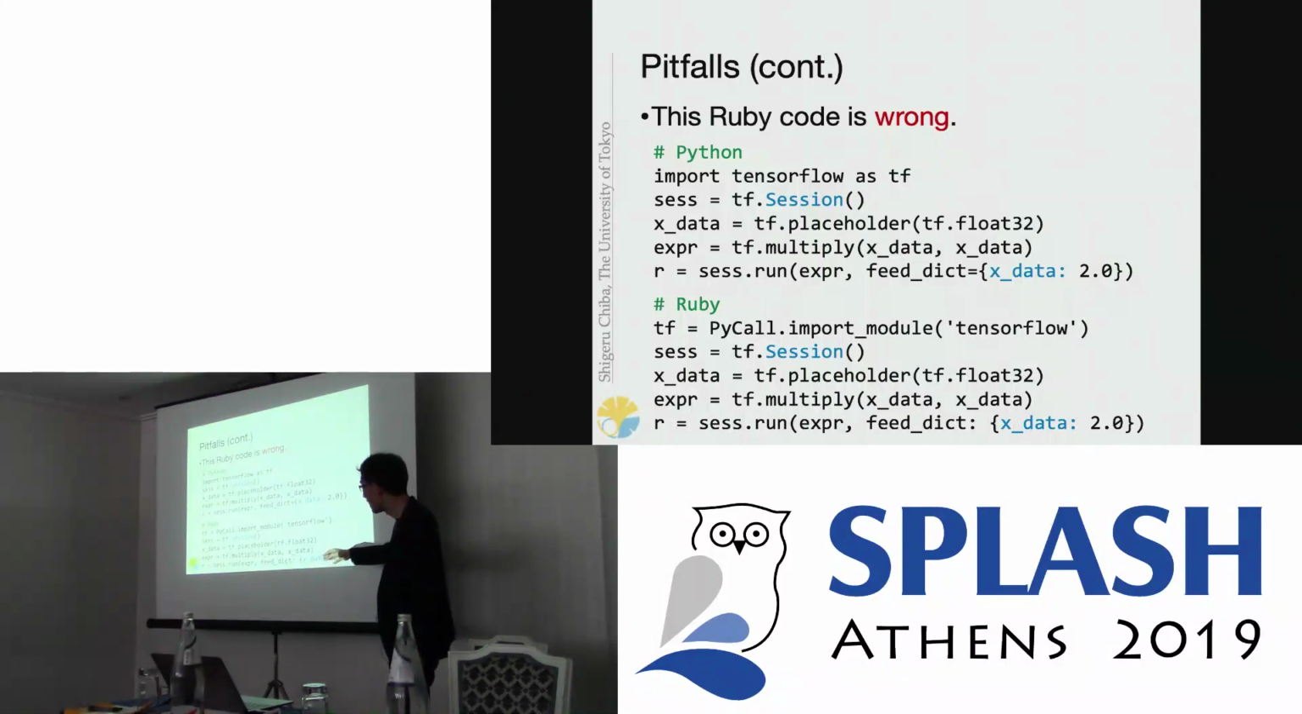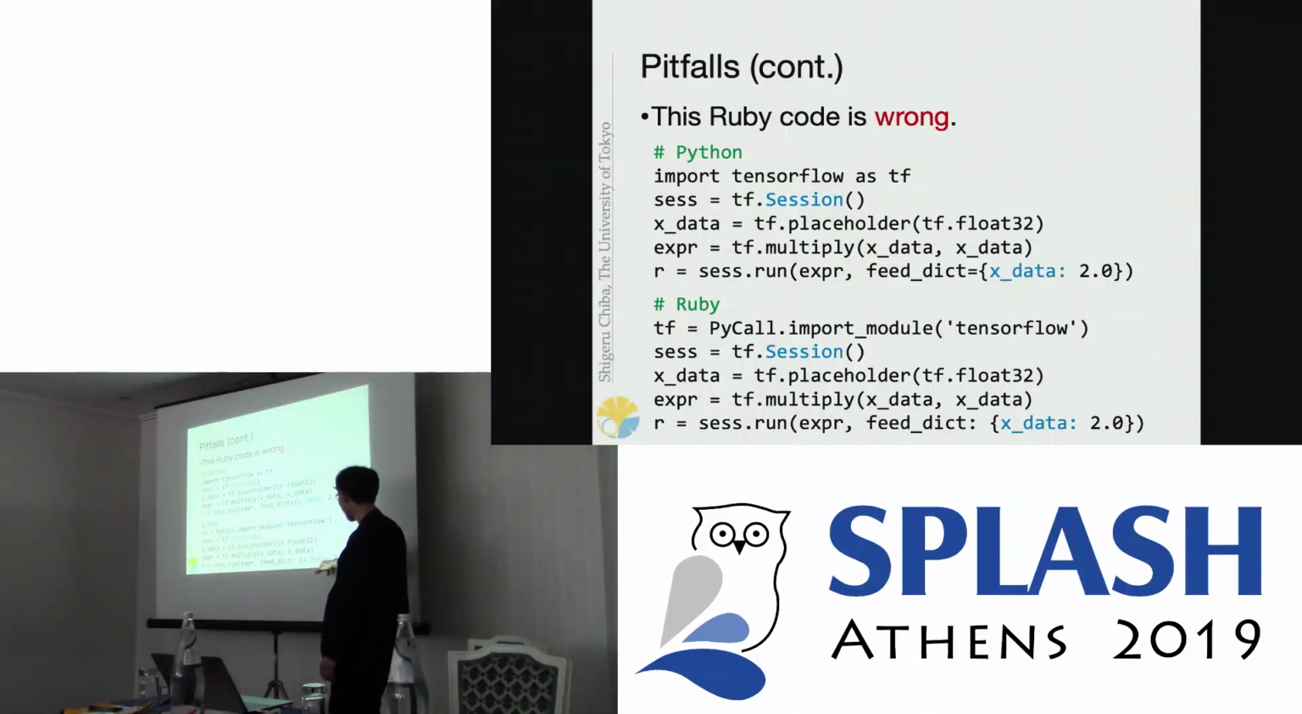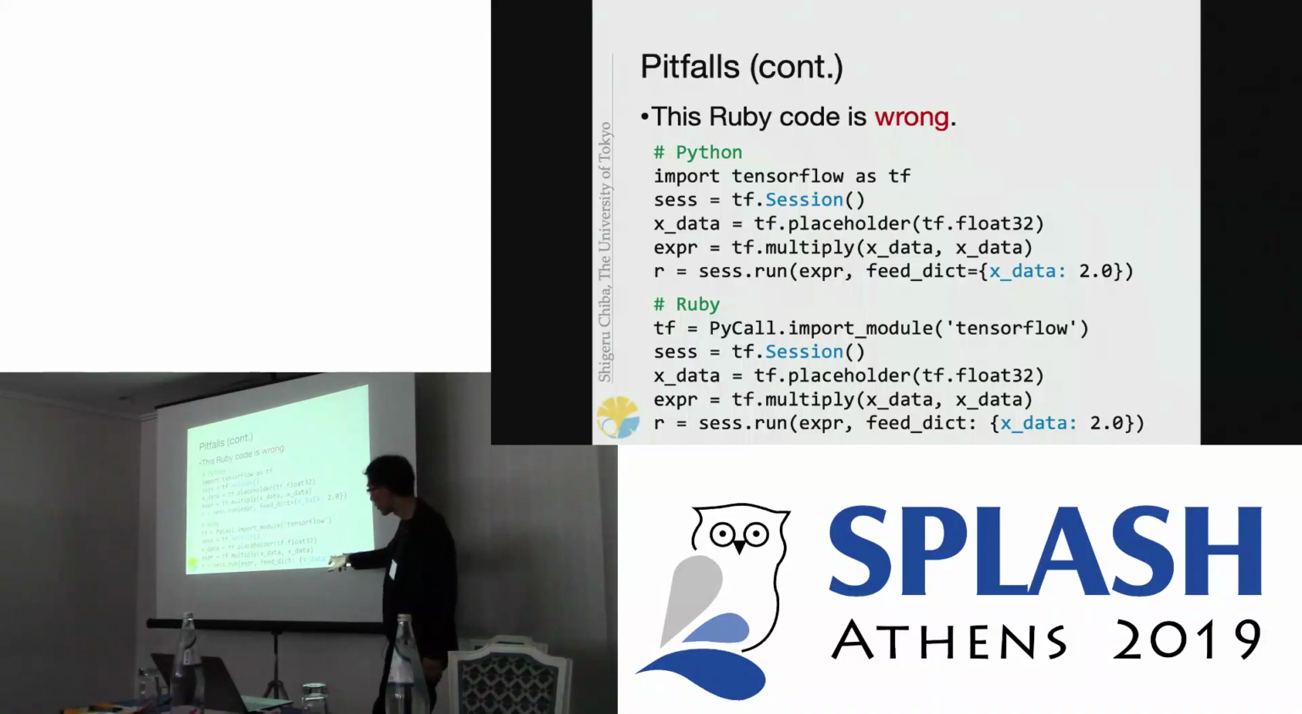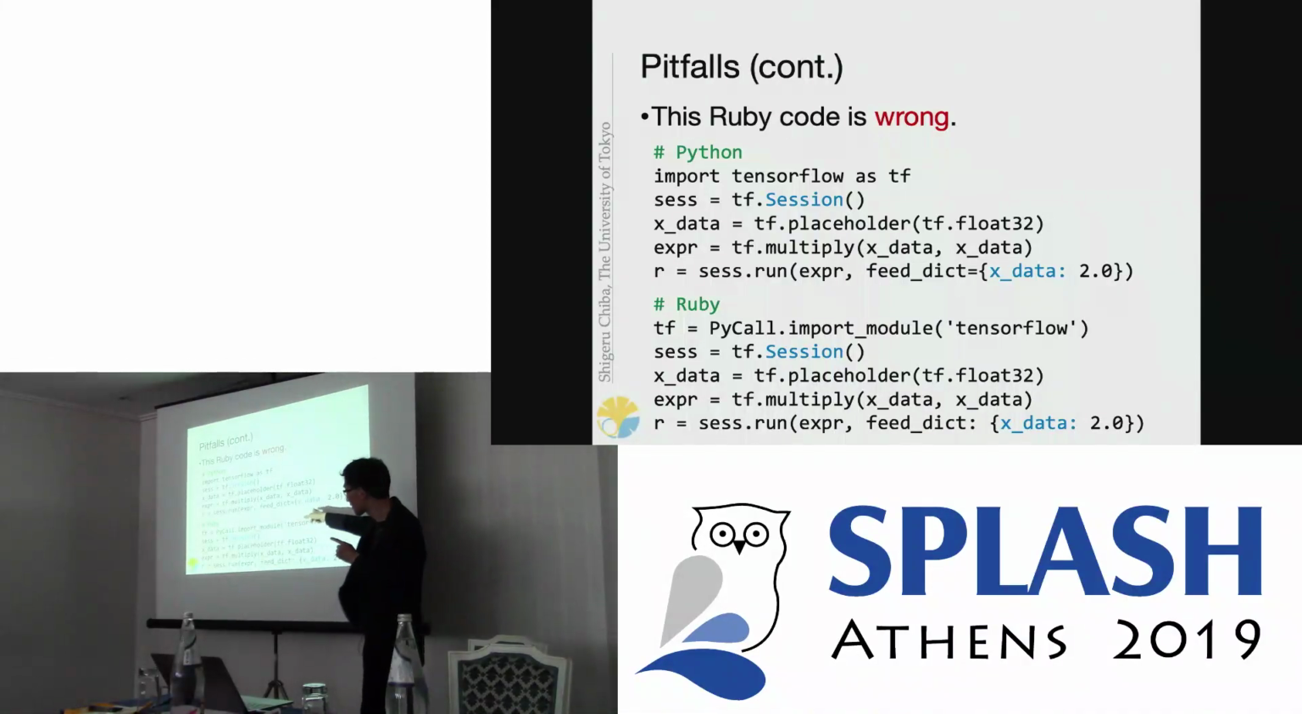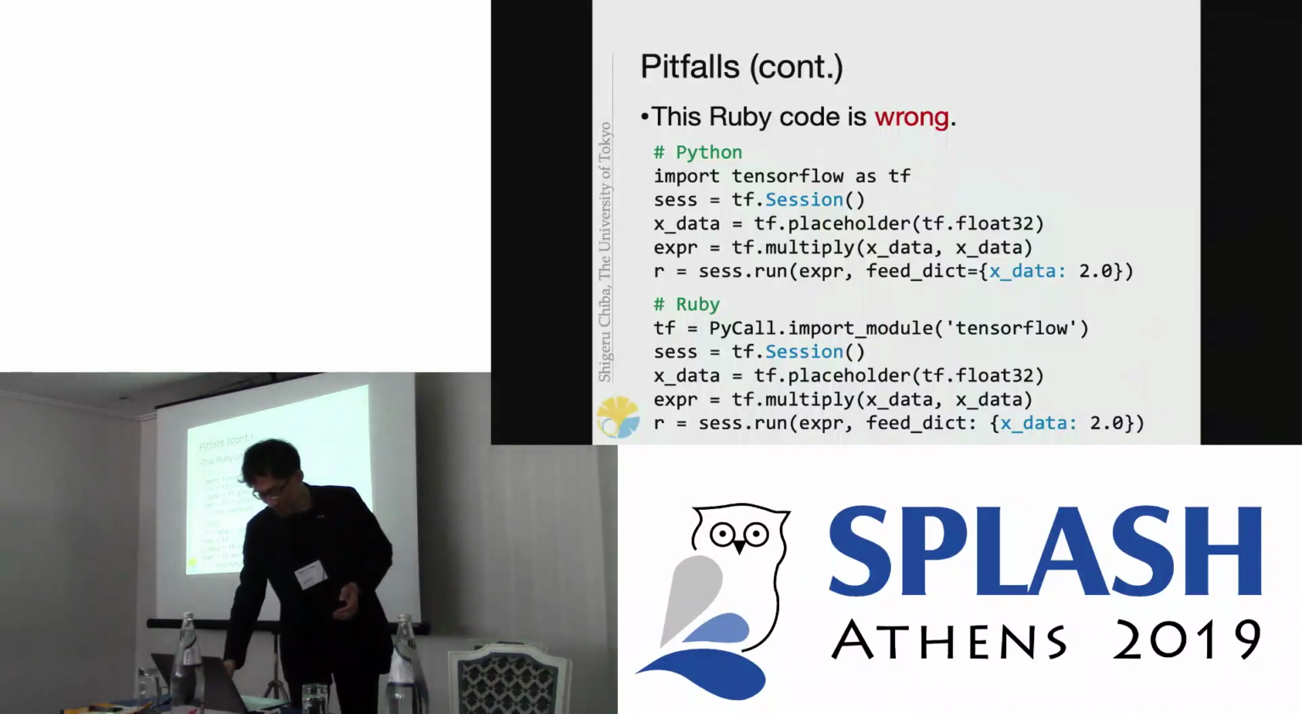It runs. But the semantics is slightly different, because in Ruby, x_data colon means a label. So this is the result, in a sort of string. And this produces a kind of dictionary mapping from a string x_data to 2.0, which is different from this dictionary, because this dictionary maps a TensorFlow kind of AST object to 2.0. So it doesn't work. So that's a problem.